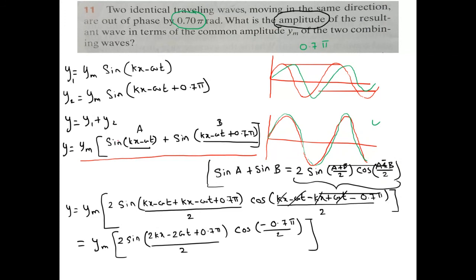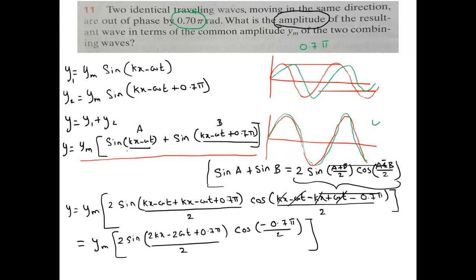Now, if you see here, I have sine of kx minus omega t. So this kx minus omega t, I am going to take as the term a, and likewise kx minus omega t plus 0.75 as my b term. Now you can see this is exactly similar to this formula, so I can directly apply it here. So what is given here? 2. So I just write 2 sine of (a plus b).